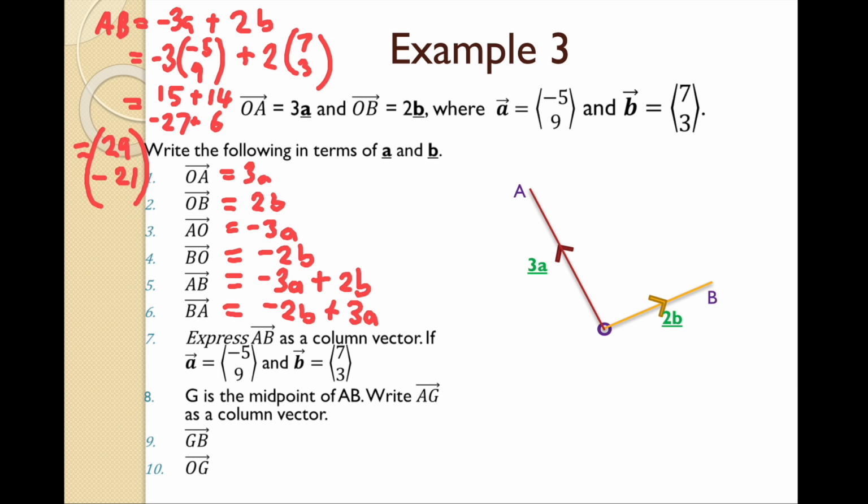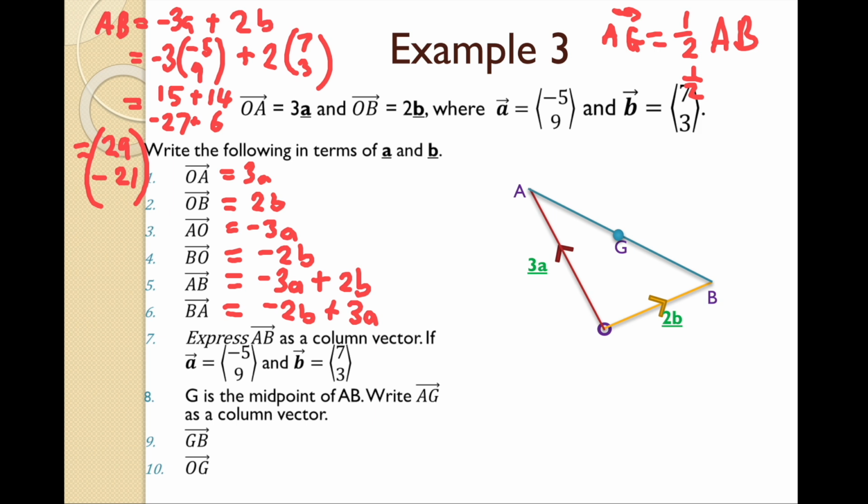So let's try for G now. G is the midpoint of AB. Write AG as a column vector. Okay? So how would you write AG as a column vector? Half AB. And what is half AB? But remember, we already got AB. Look what AB is as a column vector. So remember, if AG is half of AB, we already know what AB is, right? We are looking at it from a column vector point of view.